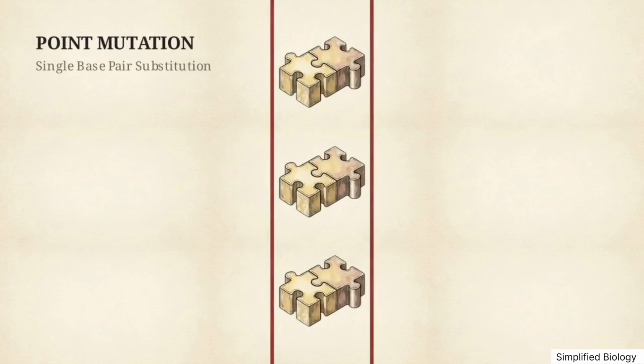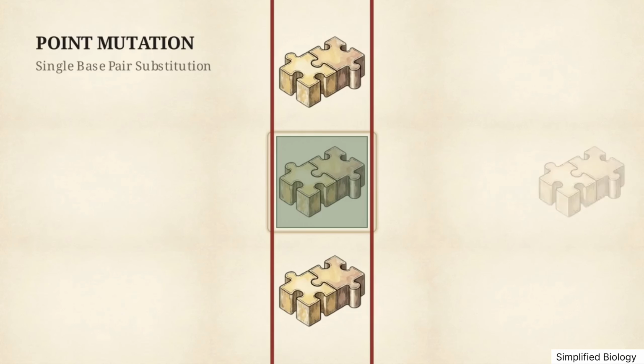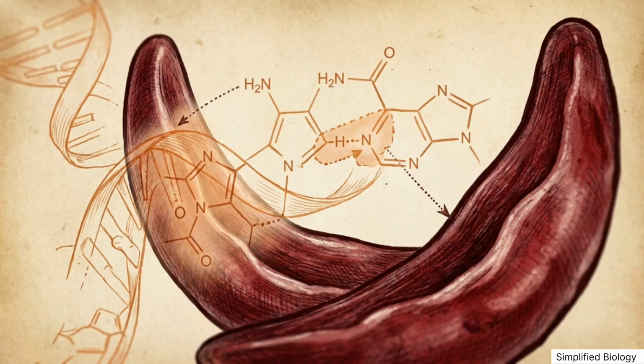In a point mutation, the ladder remains intact, but one specific base pair is cleanly exchanged for a completely different one. This singular microscopic substitution rewrites the localized genotype. This exact mechanic is responsible for sickle cell anemia. The distorted red blood cells we observed are the direct biological product of one single base alteration.